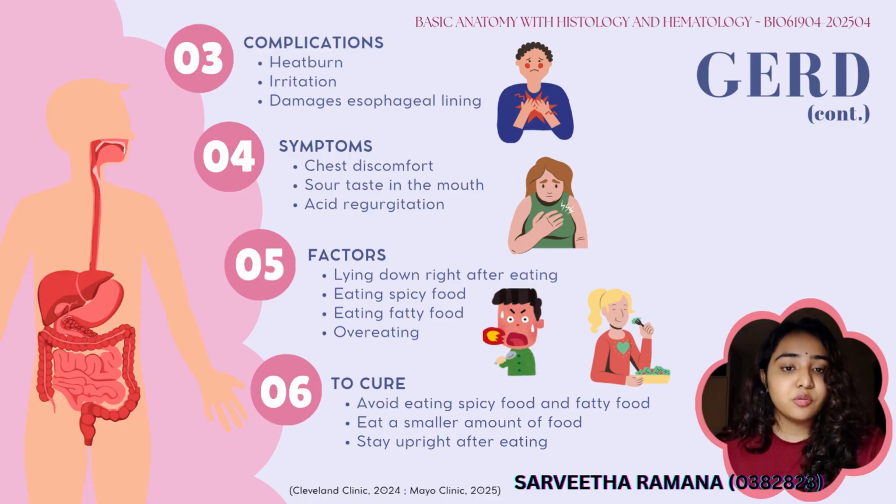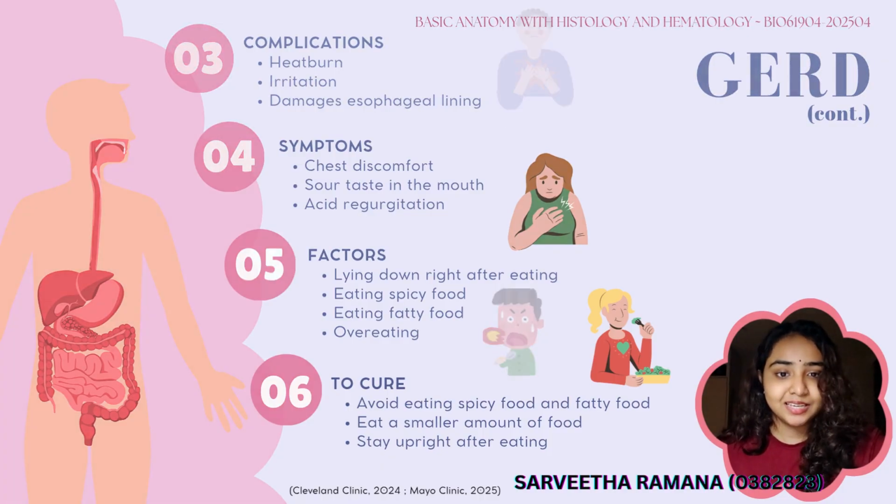So what are the factors of GERD? Lying down after eating, eating a lot of spicy and fatty foods, and overeating are some common factors. To cure this disorder, we are supposed to avoid eating spicy and fatty foods, stay upright after eating, and eat smaller portions.